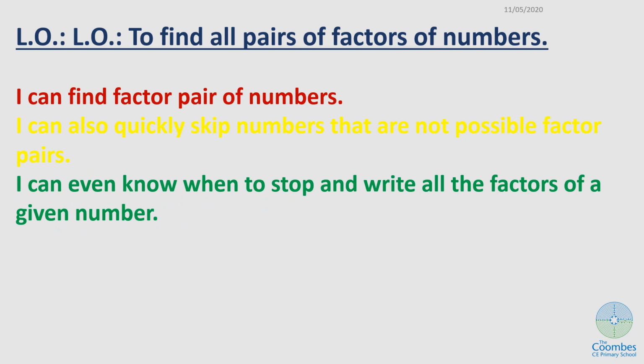There are 3 success criteria to help you in finding pairs of factors. First, that you can find factor pairs of numbers, and second, that you can also quickly skip numbers that are not possible factor pairs, and third, that you can even know when to stop and write all the factors of a given number.